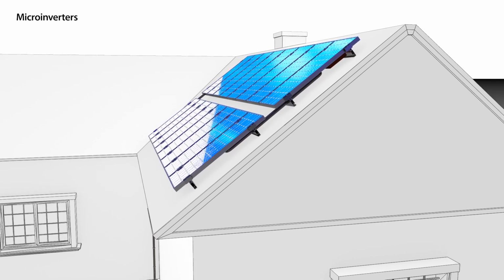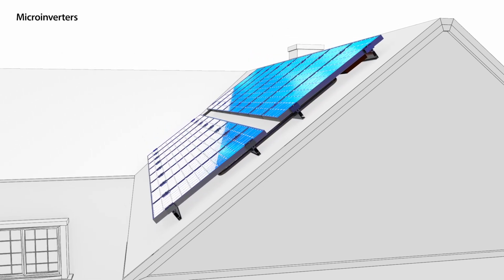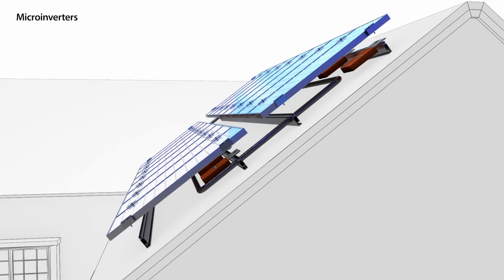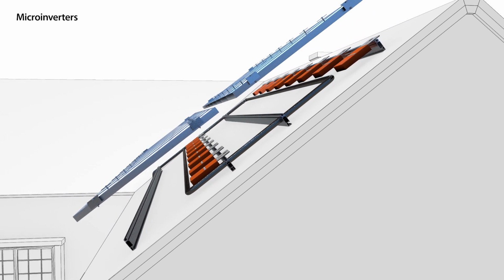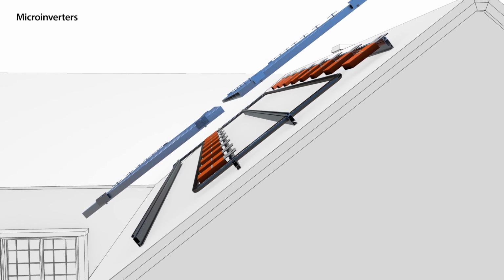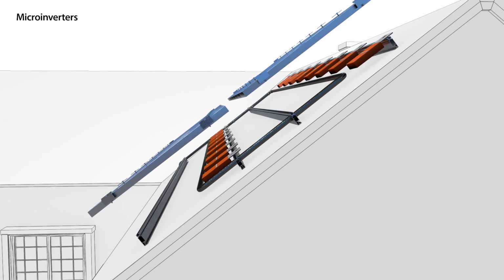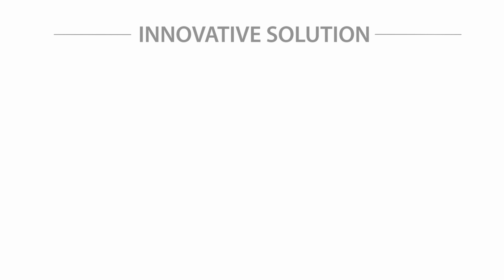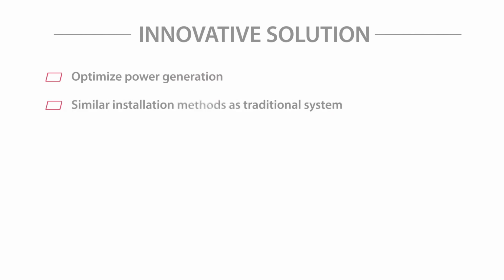This topology requires each panel to have its own microinverter with full inverter functionality. Therefore, it has significantly higher upfront costs relative to traditional inverter topology. When we started to develop the SolarEdge solution, we defined three goals: to optimize power generation of each panel individually, to use the same installation methods and components used to install traditional inverter systems, and to compete with the cost of such systems.